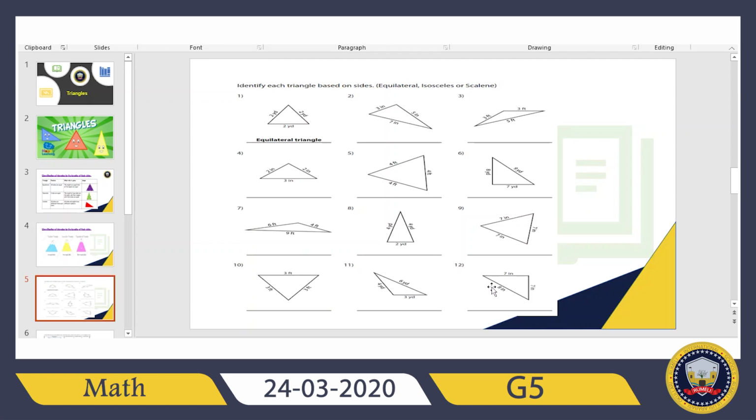Right, scalene triangle. The last one, only two sides equal 7 inches and the third one equals 8 inches. So I have only two sides equal to each other, 7 inches. We call this triangle an isosceles triangle. Right. We will stop our session here, and we will continue tomorrow, continuing more exercises about this.